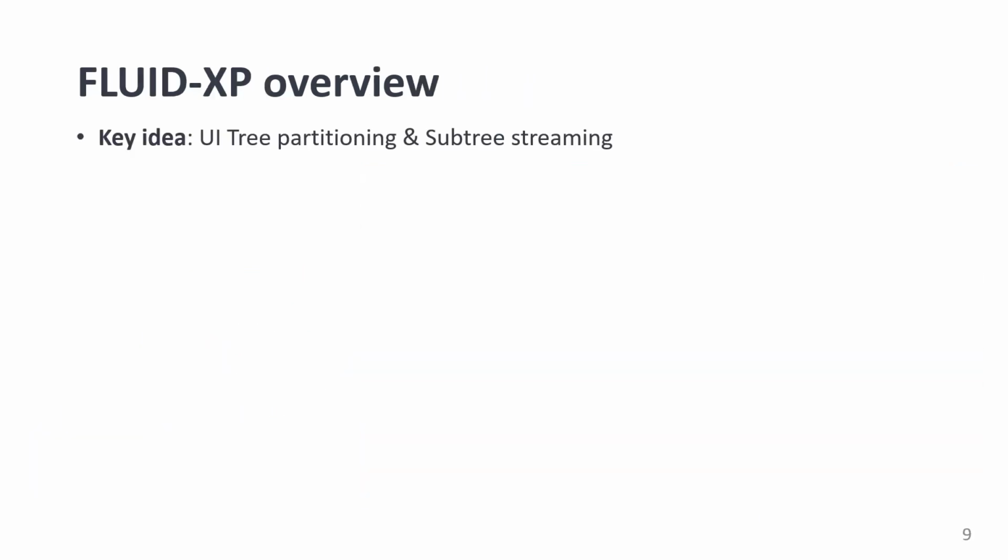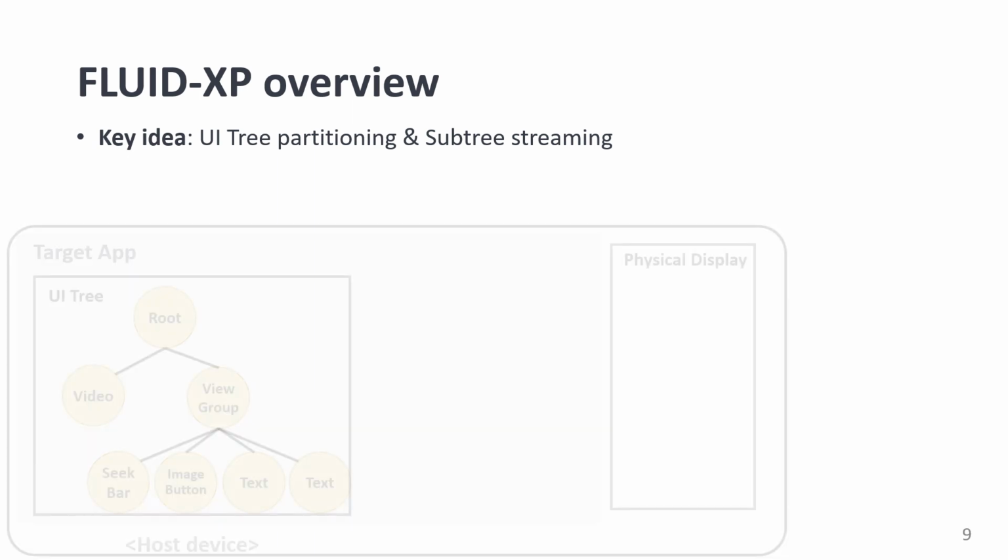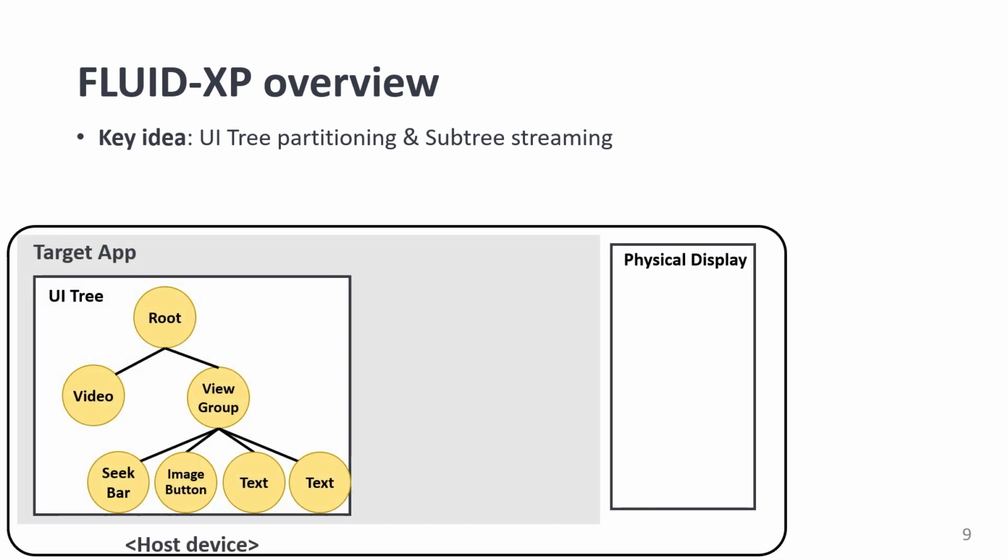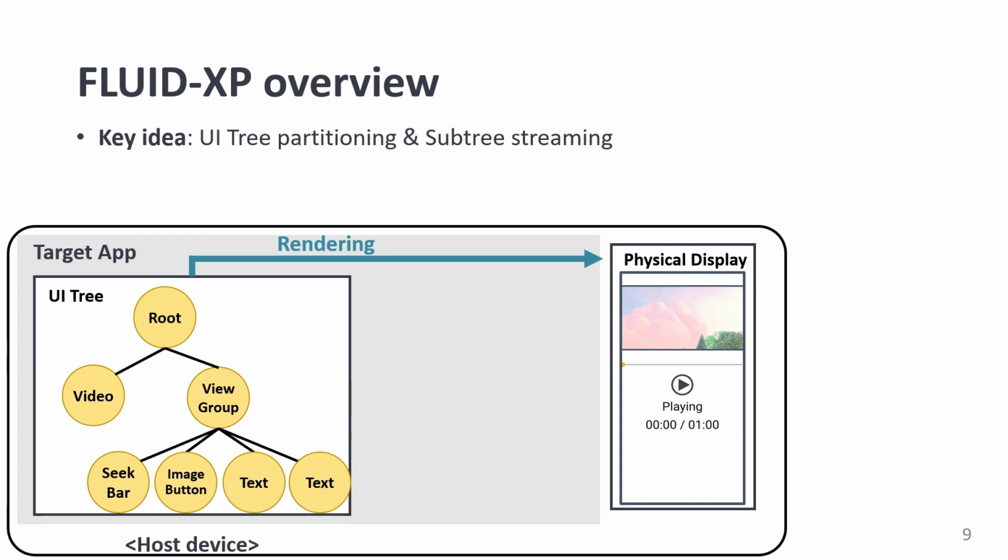Our key idea is UI tree partitioning and sub-tree streaming. Basically, the UI tree is the representation of how an app is going to be rendered on the screen. Through a sequence of rendering processes, the UI tree is translated into a collection of pixel data and displayed on the display. We extend such inner behavior to multi-device environments by partitioning and streaming them. Let me explain in more detail.